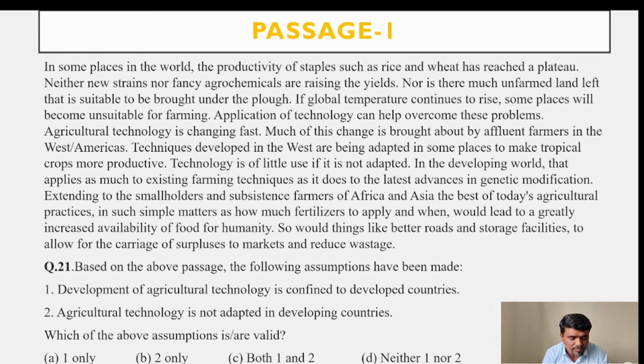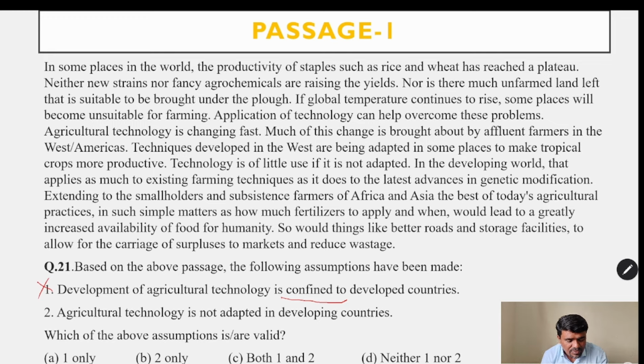Let us try to understand the question. Based on the above passage, the following assumptions have been made. What are the assumptions? Development of agricultural technology is confined to developed countries. Okay, tricky. Confined, extreme statement. Why? Of course, much of the technologies are adapted in Western or developed countries, but that doesn't mean there is no adaptation in developing countries. Be clear. The statement clearly says it is only confined to developed countries. It is not like that. It's not 100%. So the first is not correct.